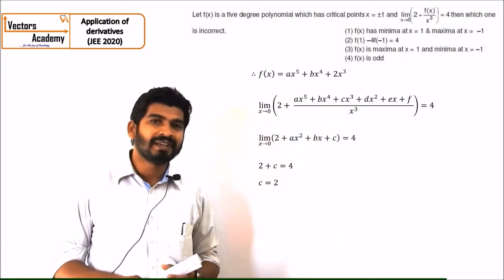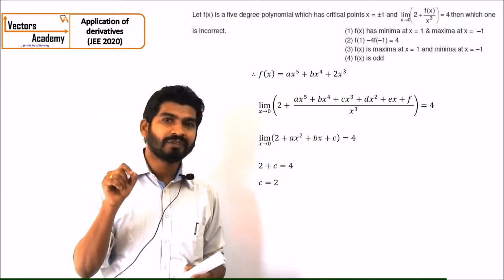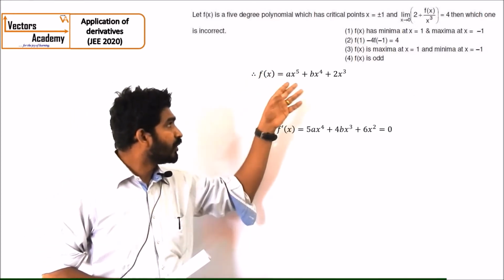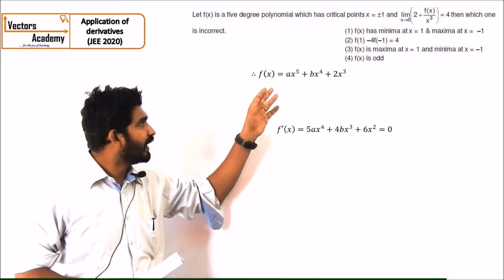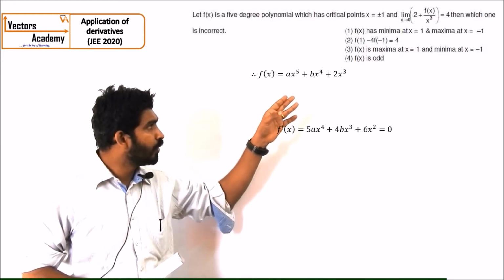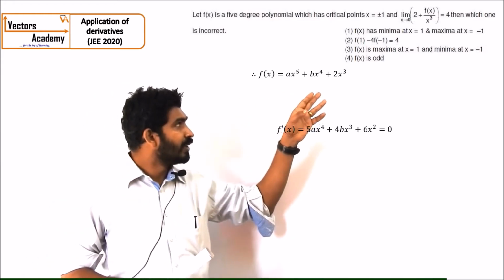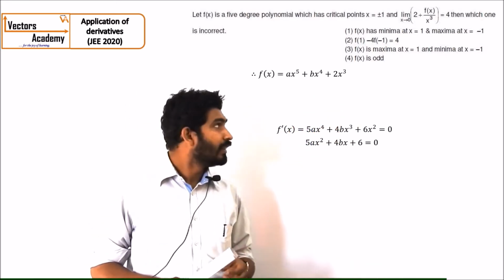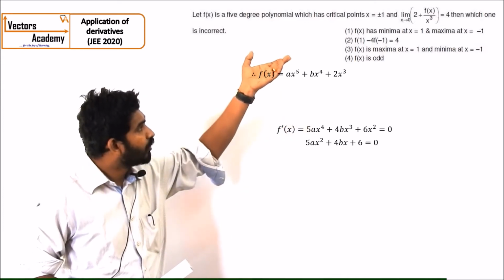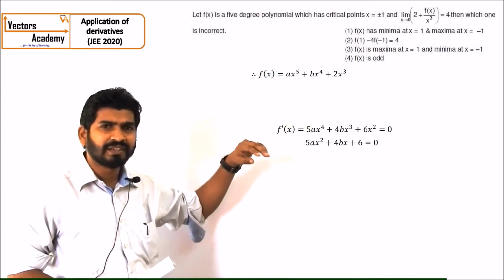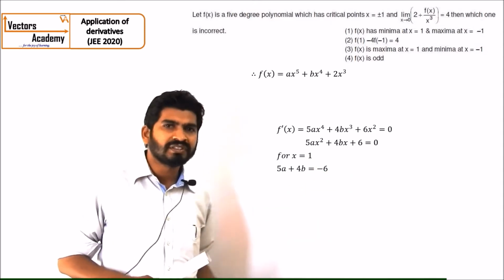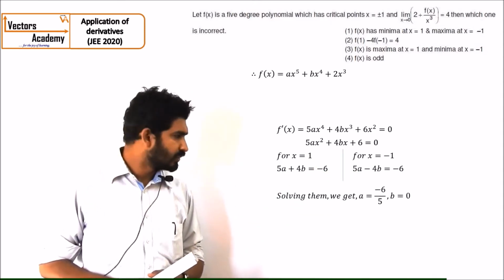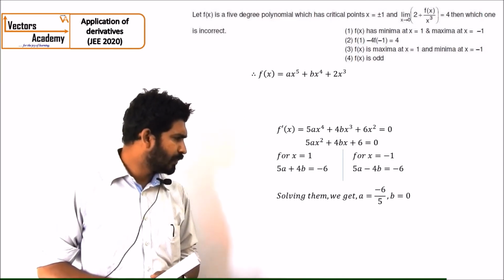Now how do we find the maxima and the minima? By taking the derivative of the function and equating it to 0. So that is what we'll do. We'll take the derivative of f of x, that is 5ax raised to 4 plus 4bx raised to 3 plus 6x is equal to 0. Now we'll substitute the value of x as 1 and minus 1 in this equation, and I'll get 2 equations in terms of a and b, and solving them I'll get the values of a and b. So b comes out to be 0 and a comes out to be minus 6 by 5.